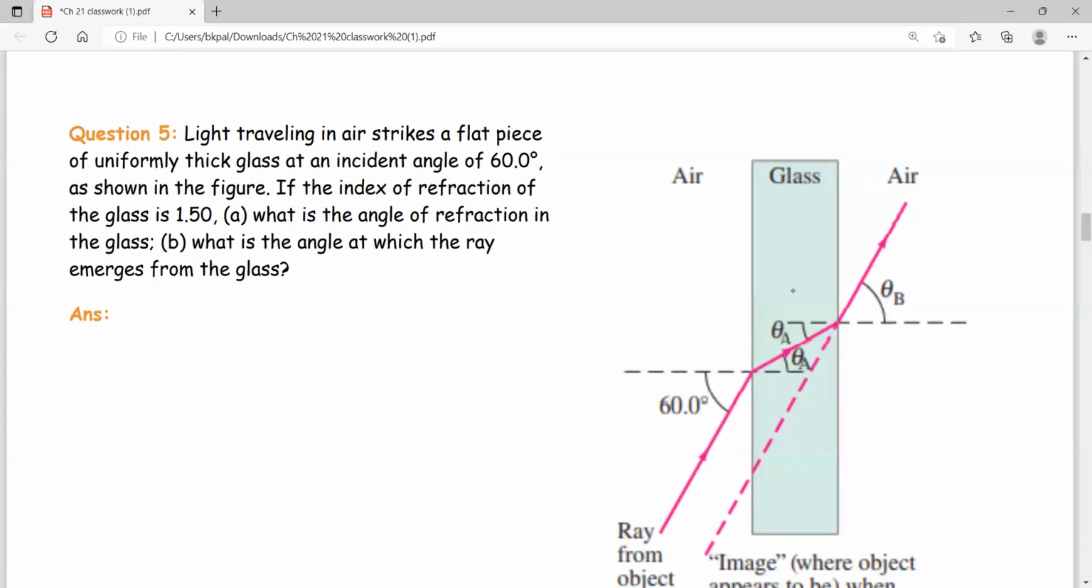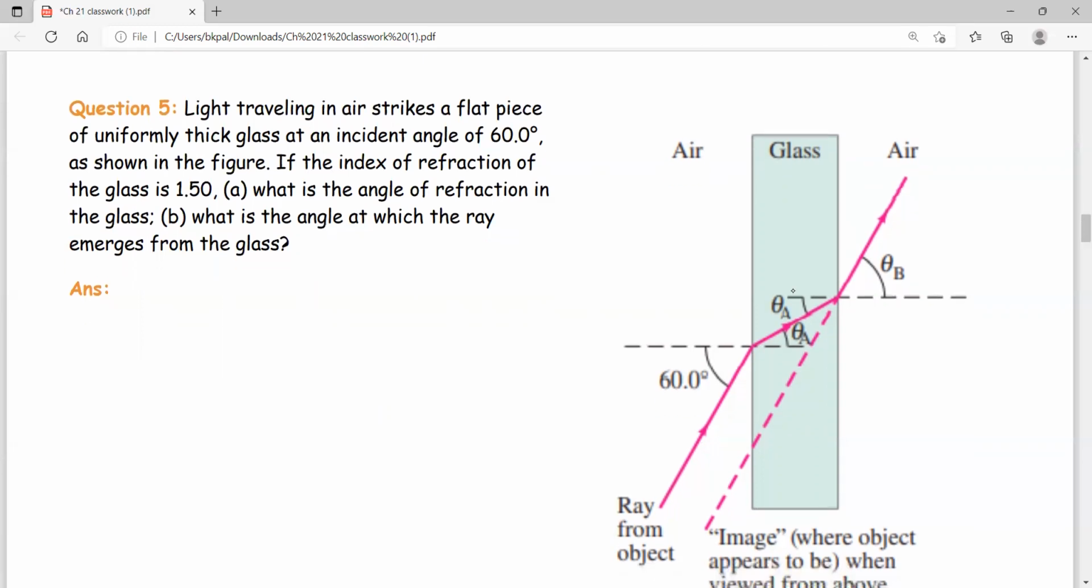Next. So this is a refraction problem. Here you see that we have air, glass, and air. This is the glass, and you see this light refract through the glass. So this is the refracted ray, and this is also a refracted ray. This refraction is from air to glass, and this refraction is from glass to air.